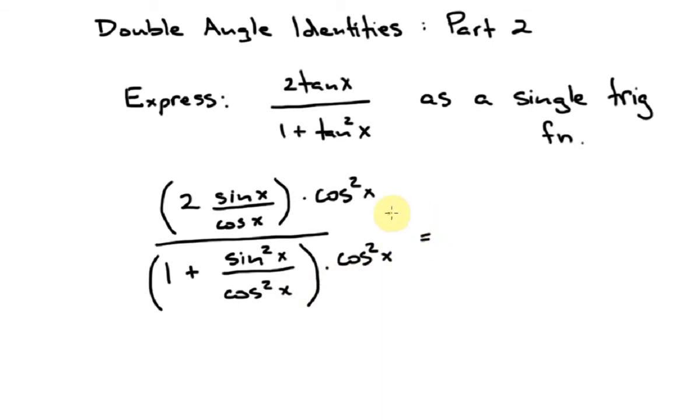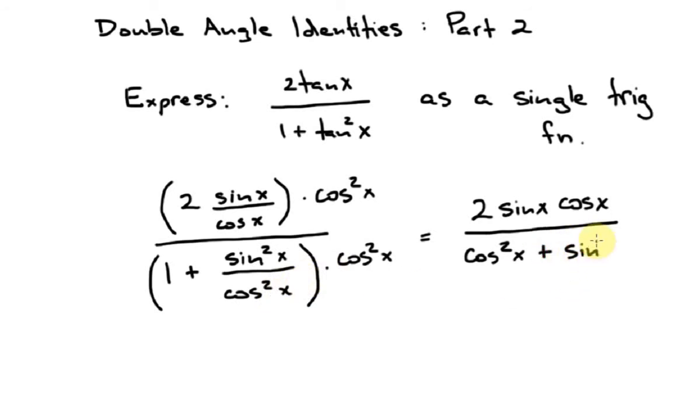So here we go. What do we got on the top? Well, we have 2 times sine, and one of these coses canceled, so I just got one of these coses left. Okay, so there's the top. On the bottom, I'm going to have a cos squared times 1, so there would be cos squared. And then plus, here the cos squareds would cancel, so it would just be plus the sine squared left on top. Well, I think you might recognize that cos squared plus sine squared is 1.